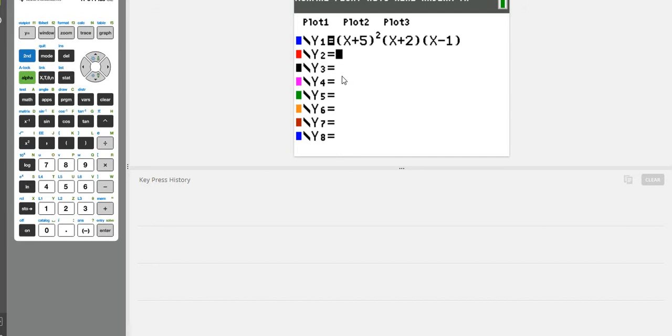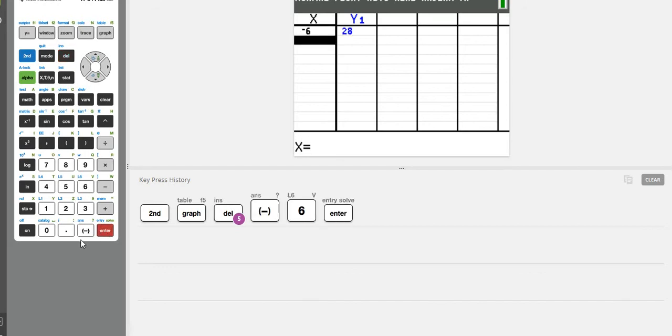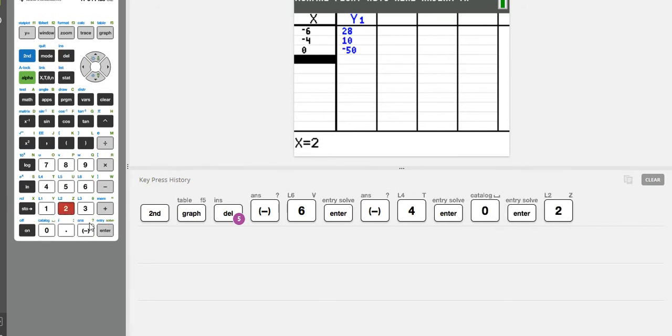Okay, then what? Well, let's test our points. So go second and then table. I'll delete our old ones just so that I don't confuse myself. And then our test points: -6, -4, 0, and 2. Yay. Pretty cool. Now, what's the important information that I needed to get from this table? It's not that I got 28 when I put in -6. What is the important part that I got from this? Good. Positive, positive, negative, positive.